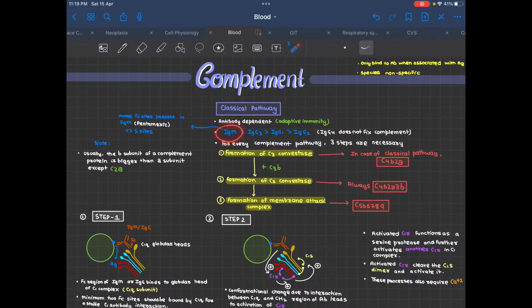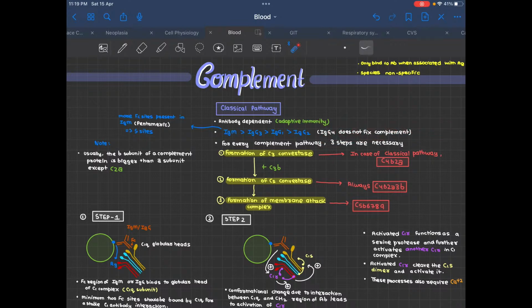So IgM is the most one because it has the maximum amount of Fc sites which are present, that is 5. And then it's followed by IgG3, 1 and 2 in the decreasing order. IgG4 does not fix complement. So 2 MCQs are already done: IgG2 does not cross the placenta and IgG4 does not fix the complement.